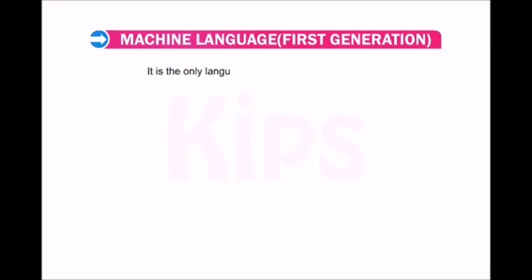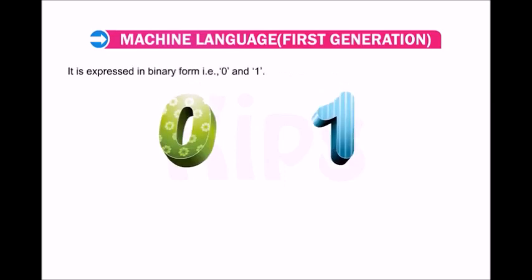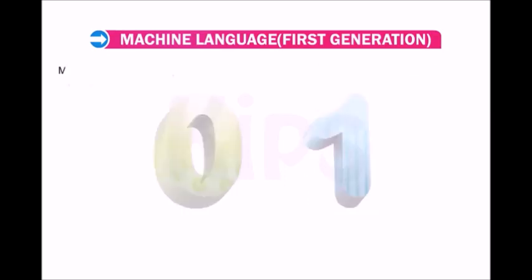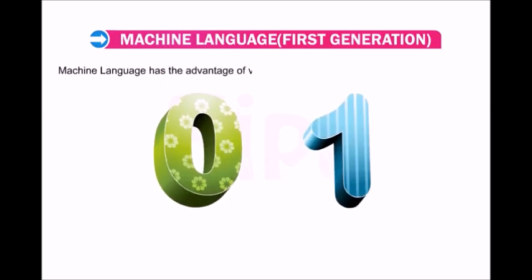Now let us understand what a machine language is. It is the only language that a computer understands. It is expressed in binary form, that is 0 and 1. 0 means off state, and 1 means on state.